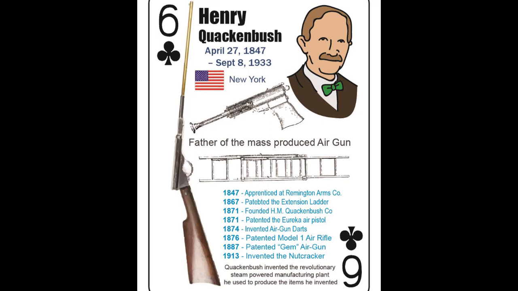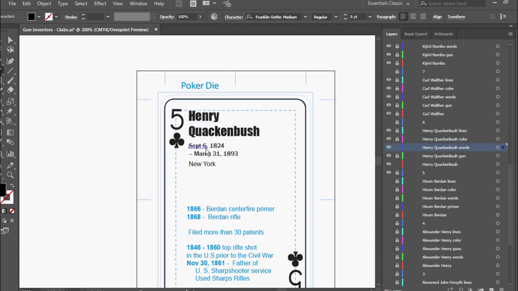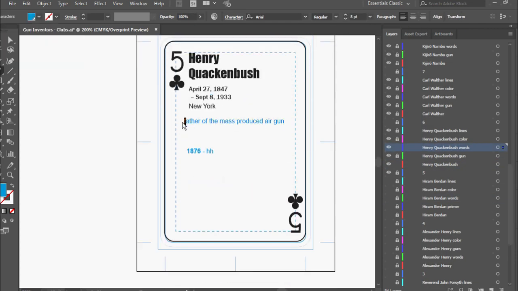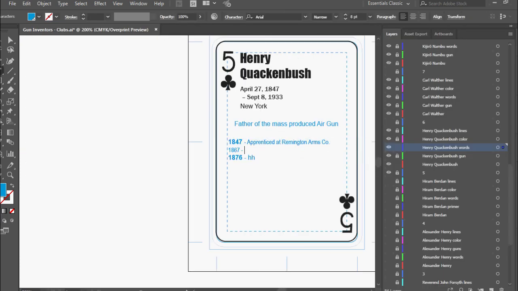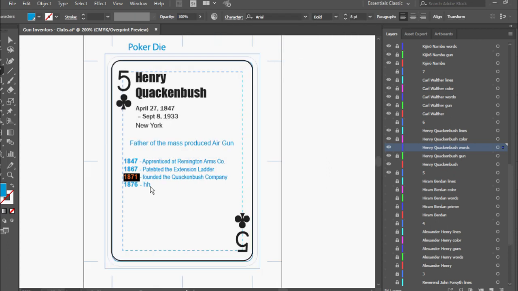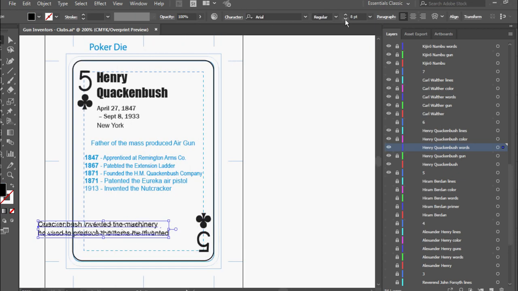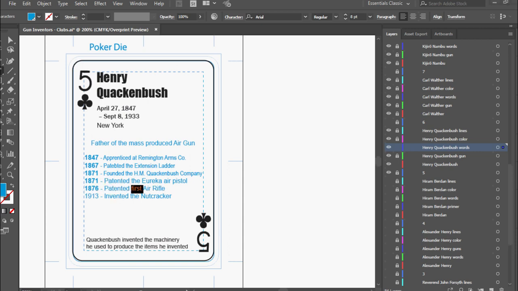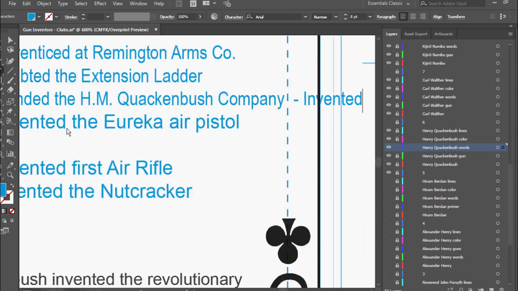Next up on the Firearms Inventors Playing Card deck is the Six of Clubs, Henry Quackenbush. So he started out in 1847. He was a prolific inventor. By the age of 14, he already had an apprenticeship with the Remington Arms Company, where he worked as a gun maker. At 16, he invented the extension ladder, which he patented in 1867, and he sold that patent, and a few years later left that job at Remington and started his own company.